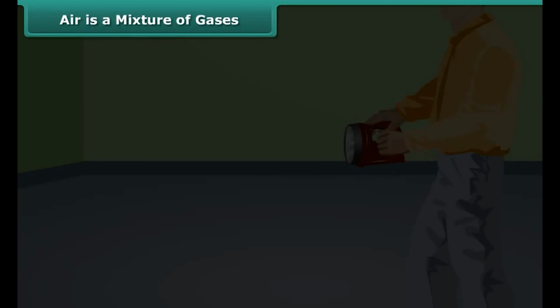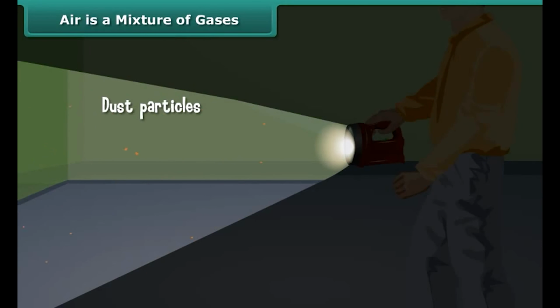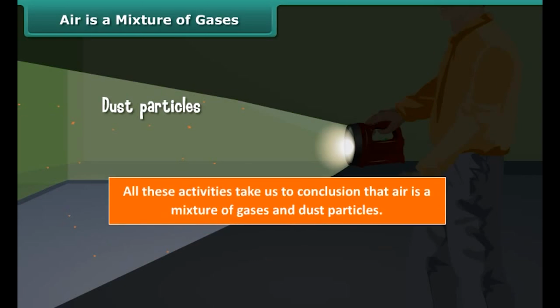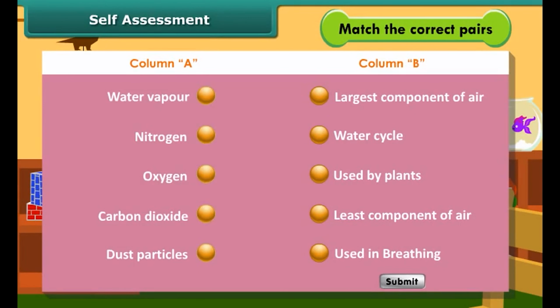Put your torchlight on while walking through a dark place. You will see tiny shining particles moving in the beam of the torchlight. These are the dust particles present in air. All these activities bring us to the conclusion that air is a mixture of gases and dust particles. Match the correct pairs.